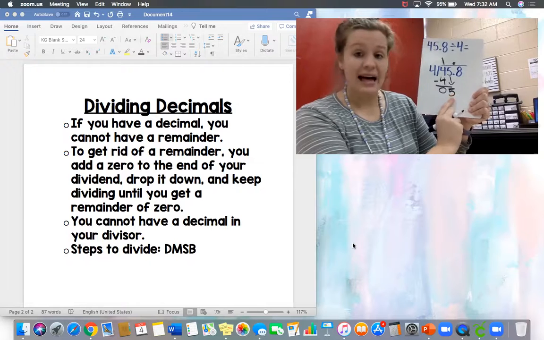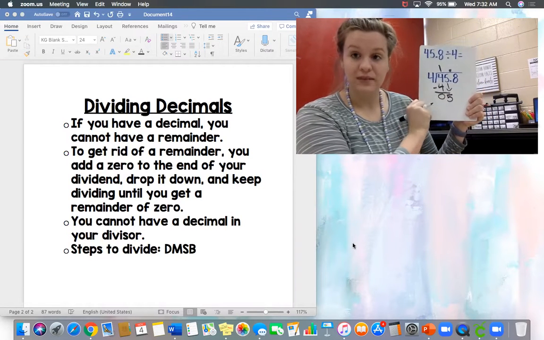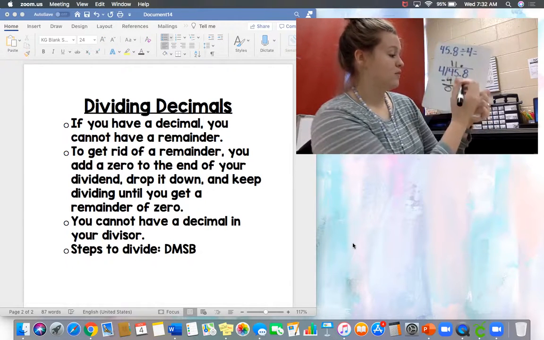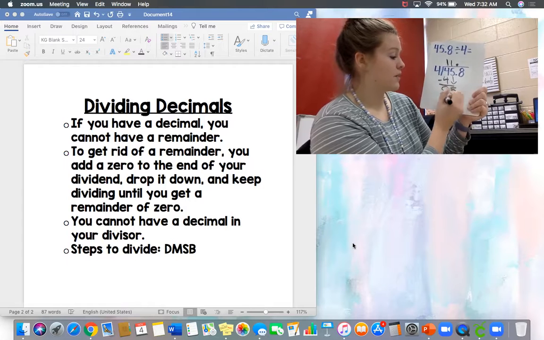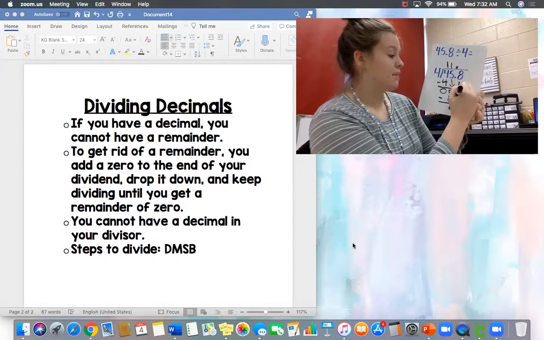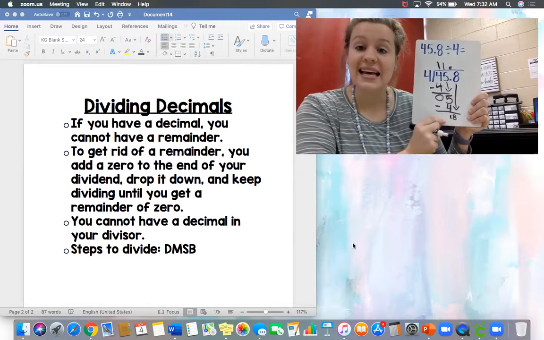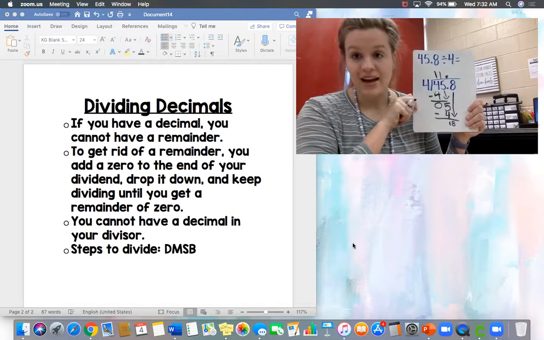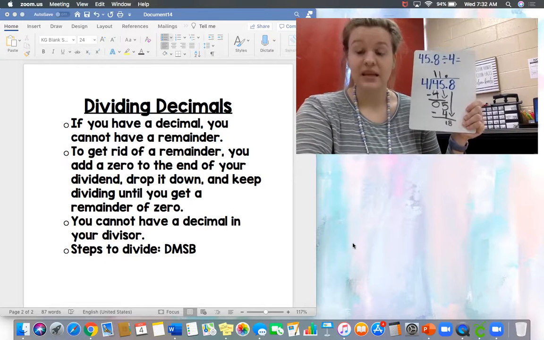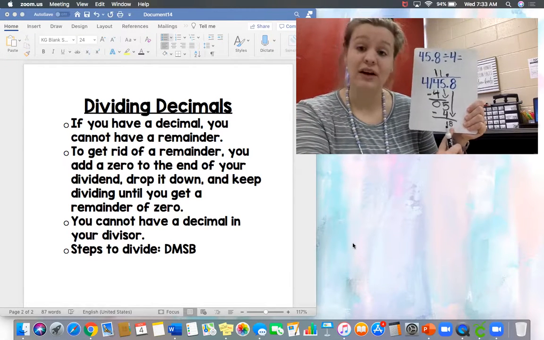We have 5. How many groups of 4 can we make, or what is 5 divided by 4? 1. 1 times 4 is 4, so we're going to subtract. 5 minus 4 is 1. Bring down our 8. If I have 18, how many groups of 4 can I make? Or 4 times what is as close to 18 as we can get? I know that 4 times 3 is 12. That's less than 18, so let's try 4.